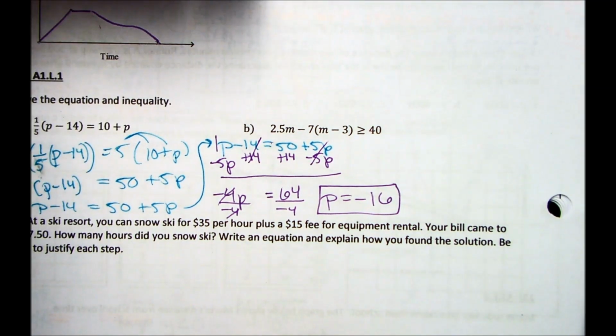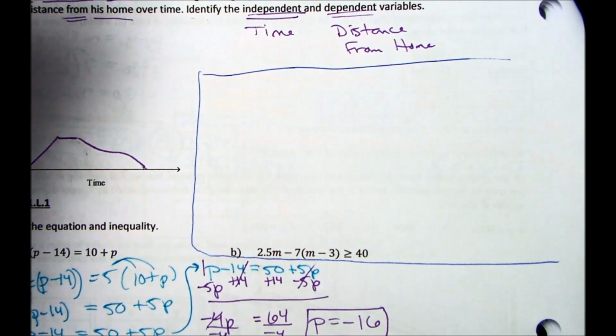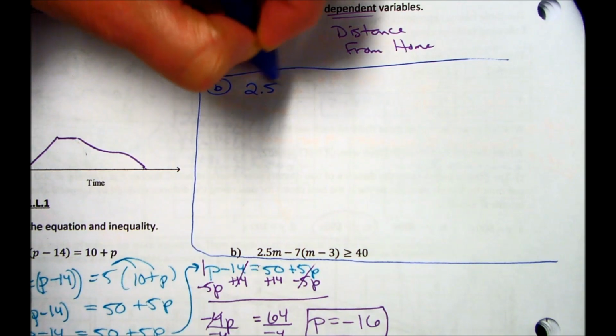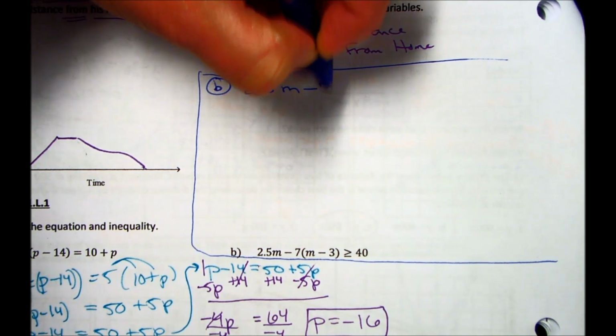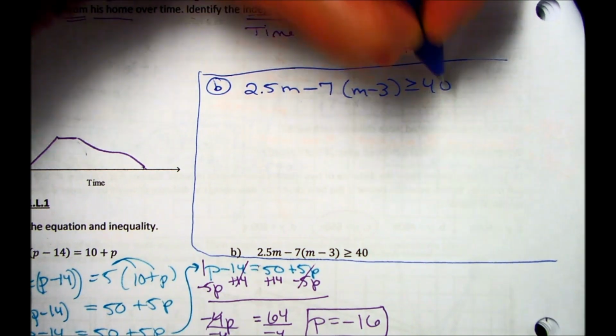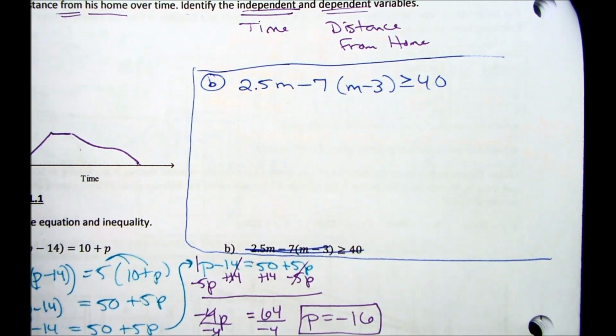So I've got all this space up here, so I am going to do problem B up here. 2.5m minus 7 times m minus 3 greater than or equal to 40. So I'm going to rewrite it up there. All right, so once again, you have to simplify each side of the equation.